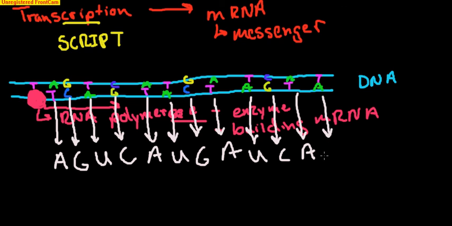Alright, now we have a single-stranded messenger RNA molecule. Okay, so now you see how it's single-stranded. It has a message from the DNA. Now that message, that messenger RNA is going to leave the nucleus, go out into the cytoplasm, and find the ribosome. And that is when we're going to move into translation.